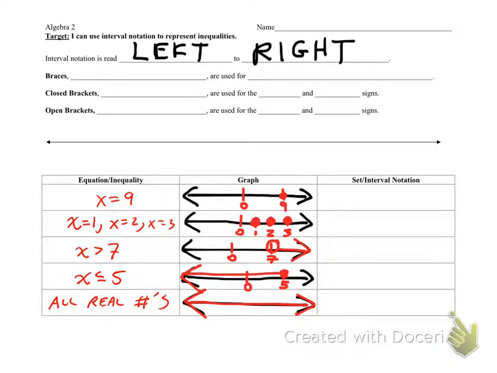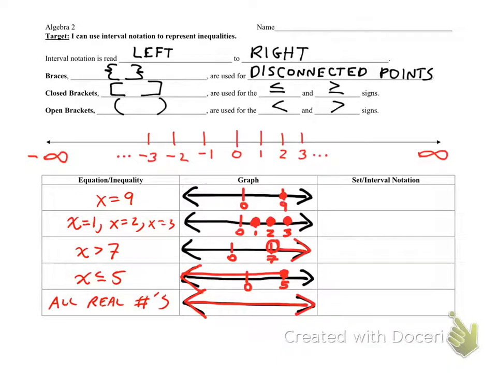We use squiggly braces so that we have consistent language and that we can understand each other and not get confused. These are some of the rules that we use for interval notation.